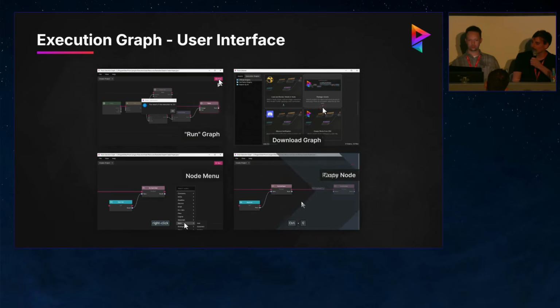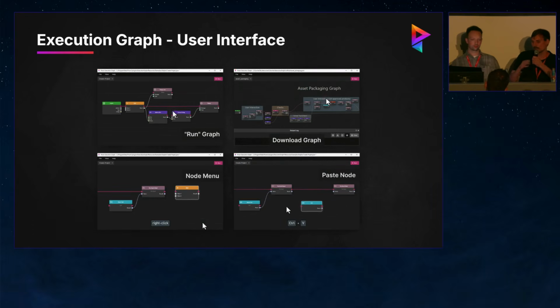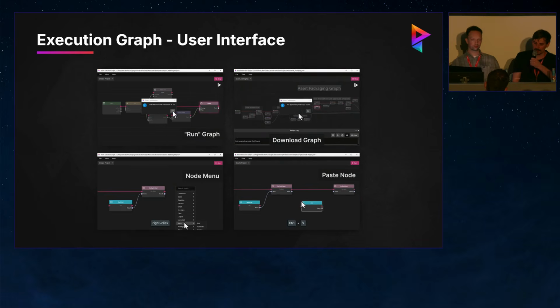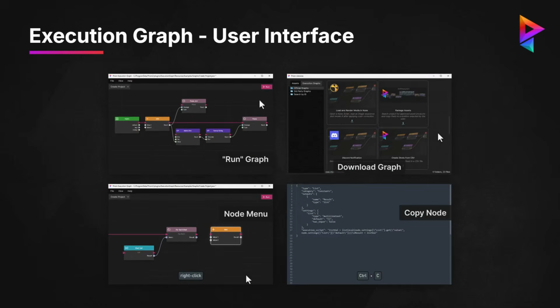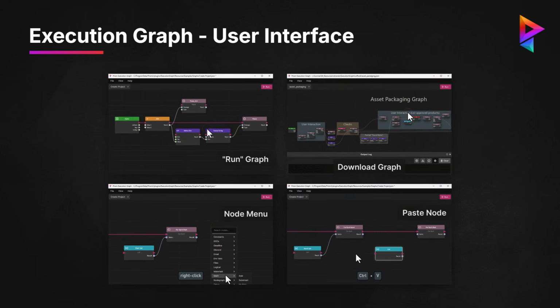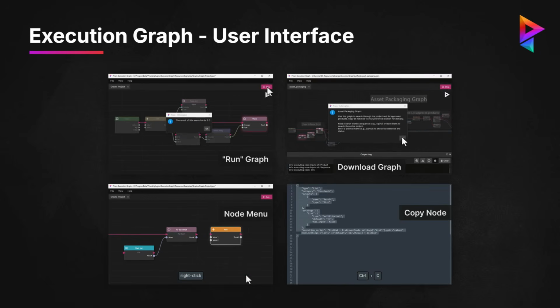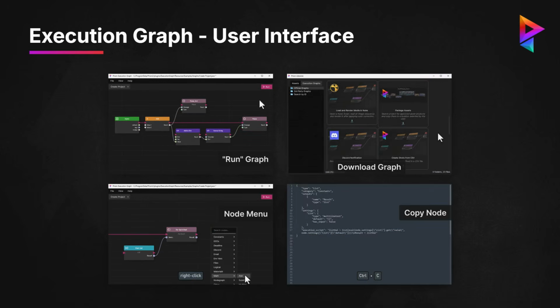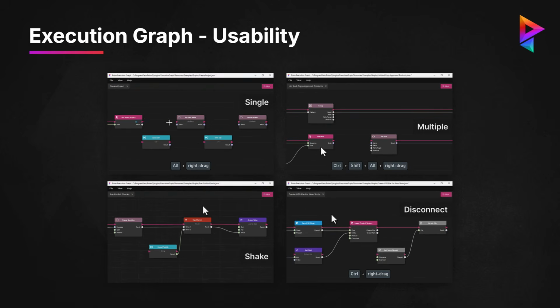Graphs can be executed via the run button, so the execution always follows from the input along the connections. And to get started, we added a lot of examples to our graph library, which can be downloaded and used as references. Nodes can be added via the menu or simply copy and pasted from anywhere, since the files are just JSON data. On the usability side, we added many features, for example, the lazy connection mode to simply and quickly connect nodes, disconnect nodes, and so on.